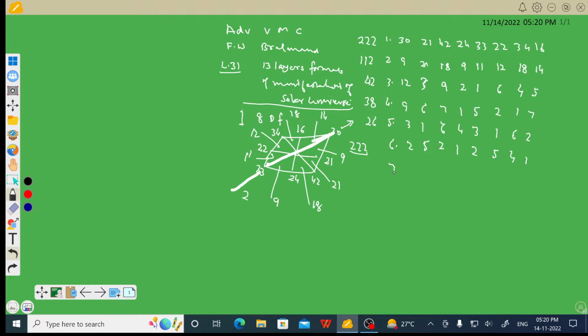The seventh fold value will be 3, here again is 3, here is 1, here is 1, here is 3, here is 1, here is 3 and here again is 1. The eighth fold will be 3 minus 3 is 0, 3 minus 1 is 2, 1 minus 1 is 0, 3 minus 1 is 2, 3 minus 1 is 2, 3 minus 1 is 2, 3 minus 1 is 2 and 3 minus 1 is 2.